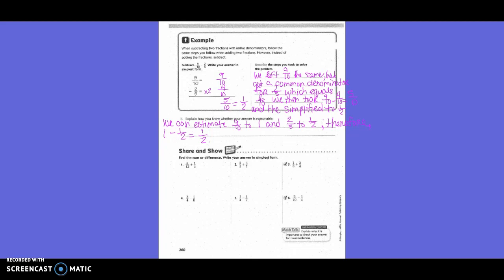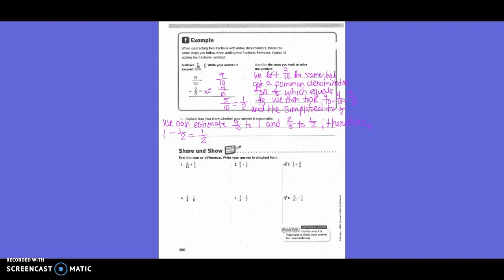Number 2, explain how you know whether your answer is reasonable. We can estimate 9/10 to 1 and 2/5 to half. Therefore, 1 minus 1/2 equals 1/2.